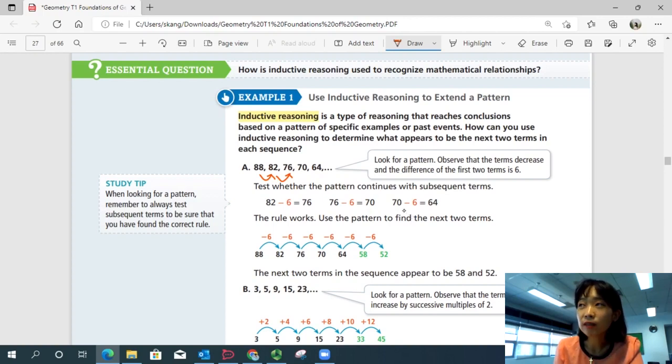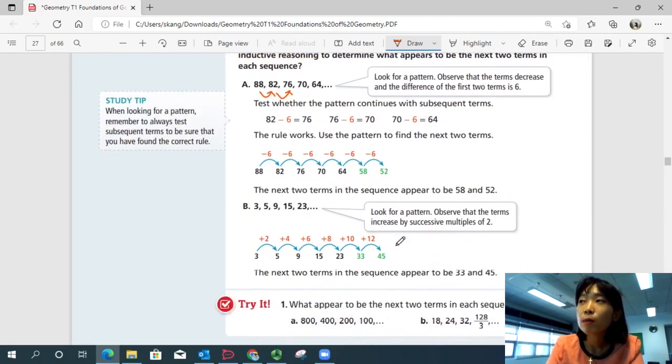If we have the same pattern until the last term where it doesn't work, is it the same pattern? No, it has to work throughout the whole sequence. So make sure you test the entire sequence. Part B: 3, 5, 9, 15, and 23.